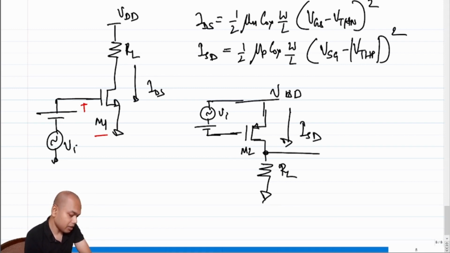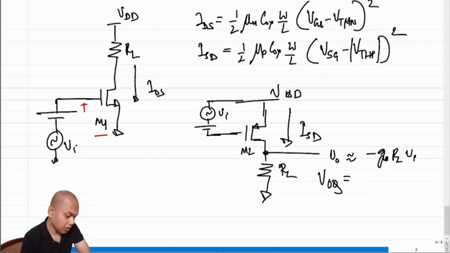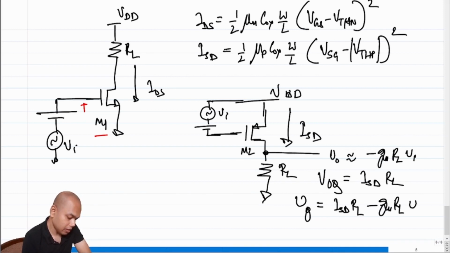So what should we expect this incremental V0 to be? The incremental V0 should be minus GM times RL times Vi. What will be the quiescent V0? The quiescent V0 will be ISD times RL. So what will be total V0? Total V0 will be ISD times RL minus GM RL times Vi.